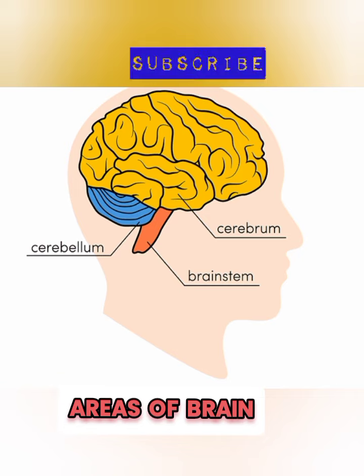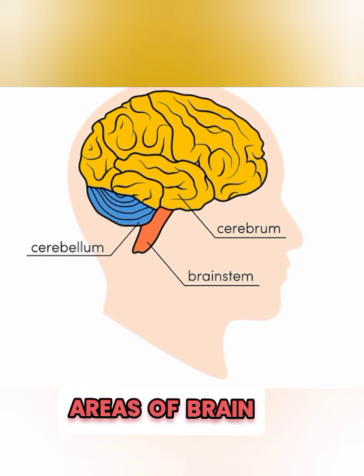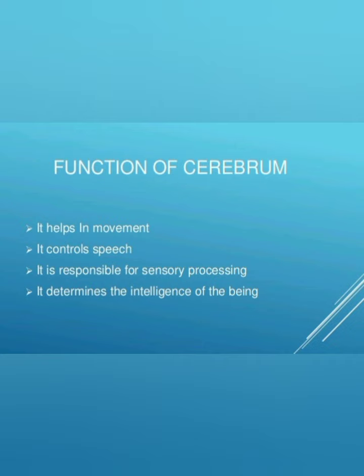The brain is divided into three major areas: cerebrum, composed of two hemispheres, thalamus, hypothalamus, and basal ganglia; cerebellum, located under the cerebrum and behind the brainstem; and brainstem, which includes midbrain, pons, and medulla. Let us discuss the cerebrum.